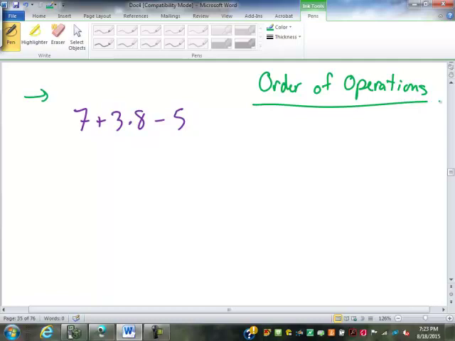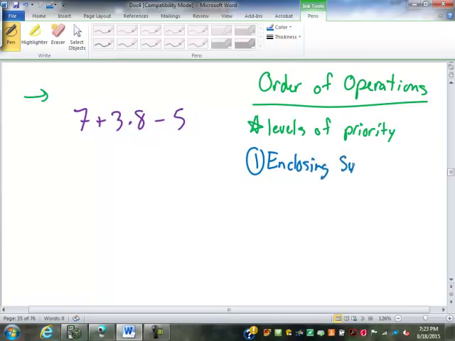Now, the order of operations is often defined as a series of steps, and that's not really what it is. What the order of operations really is are levels of priority. Certain things have priority over others. So that first level of priority is something called enclosing symbols. Most of us have heard this defined simply as parentheses, but it's more than parentheses. There's several other types of enclosing symbol.